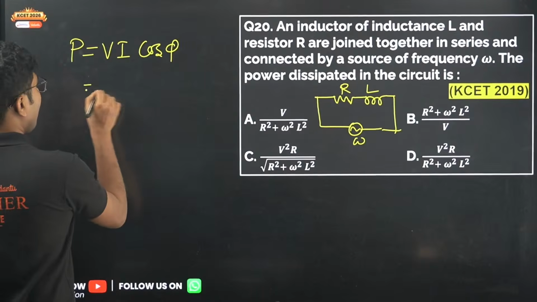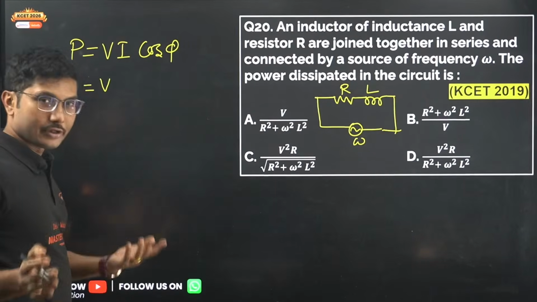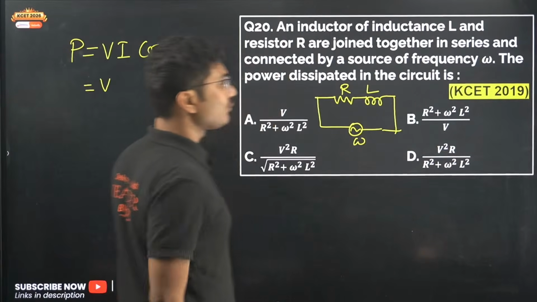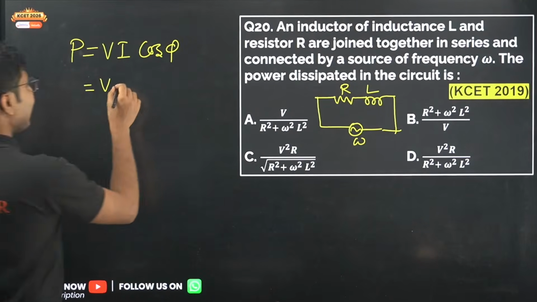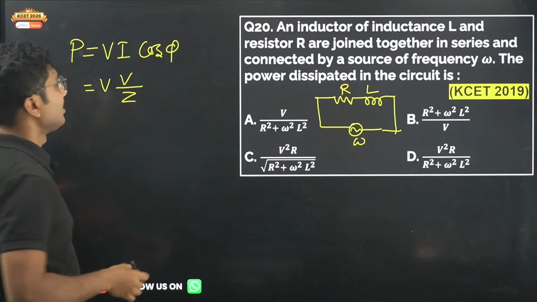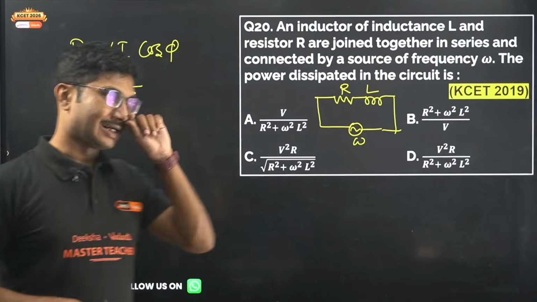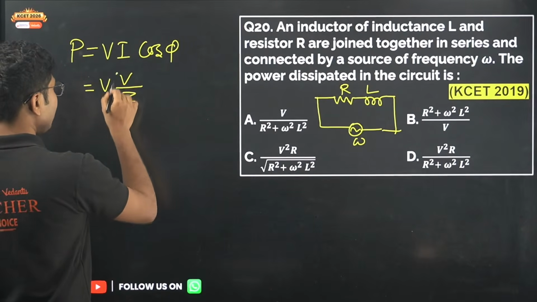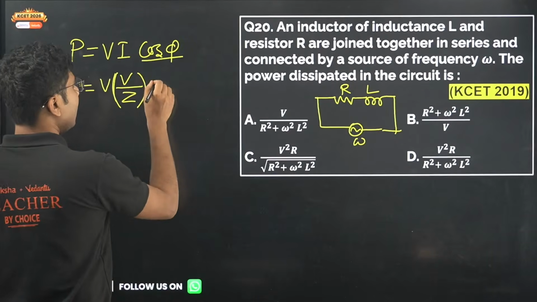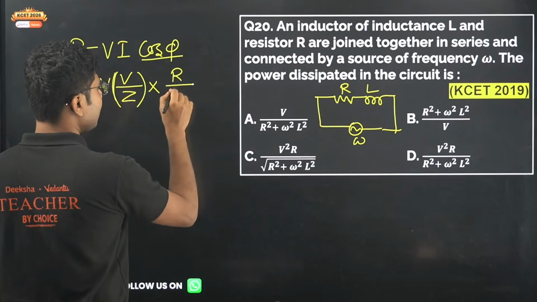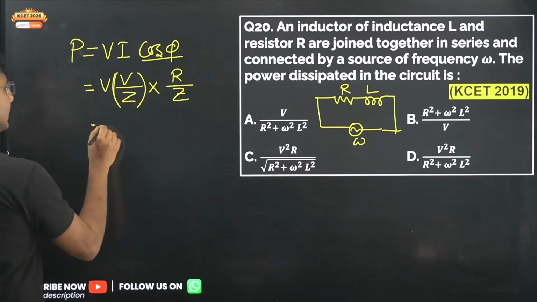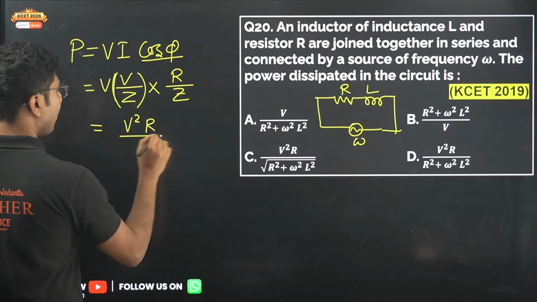But what we know so far, voltage is always voltage. Voltage is given in the option as well. If you see in the options, current is not given, so you have to replace the current. So what is the current in an AC circuit? Current is voltage divided by impedance. Now what about cos phi? Cos phi is given by R upon Z. So this turns out to be V square R upon Z square.